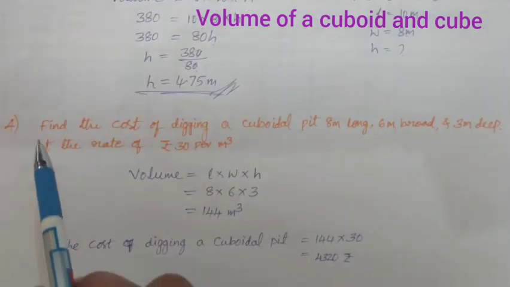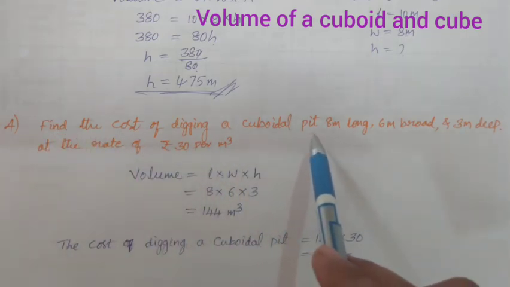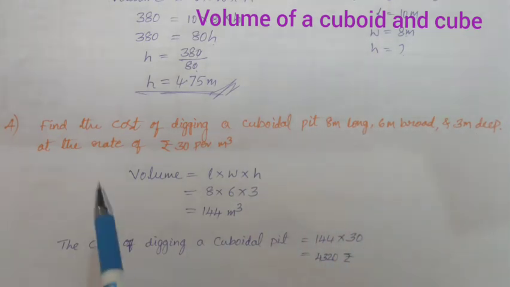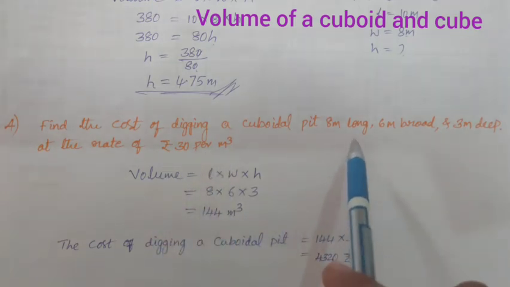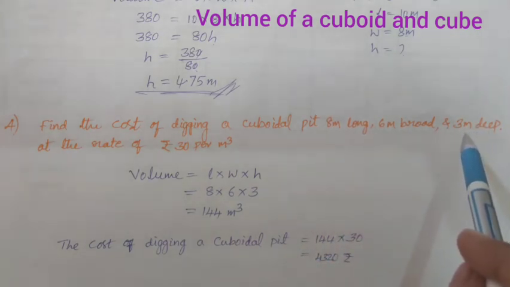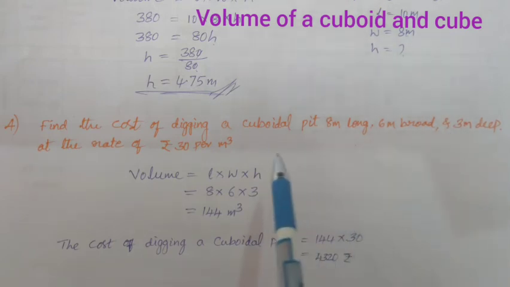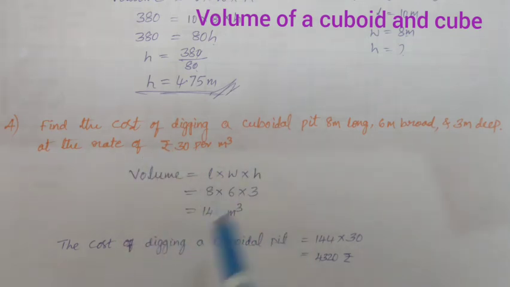Students, now we can discuss the fourth question. Find the cost of digging a cuboidal pit which is 8 meter long, 6 meter broad and 3 meter deep, at the rate of rupees 30 per meter cube. Here the length, width and height are given for digging a cuboidal pit. So what is the cost of digging that cuboidal pit?